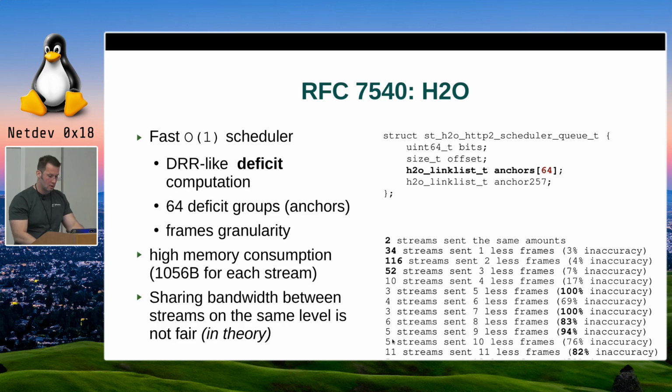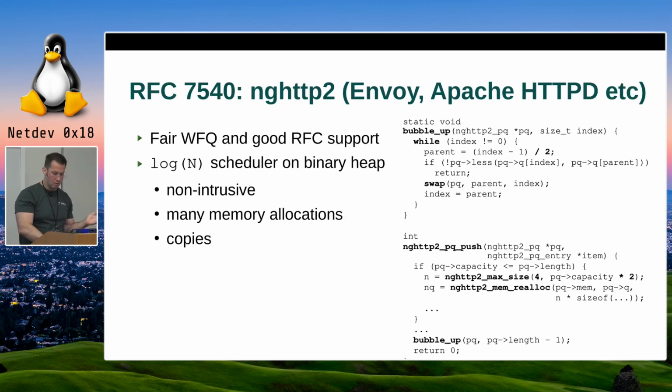Another thing is that due to using the array of hash tables, uncles, the scheduling data structure is about 1 kilobyte. So each stream in H2O weighs maybe about 2 kilobytes. It was too much in our understanding, so we wanted to get a more fair schedule, probably as fast as H2O.